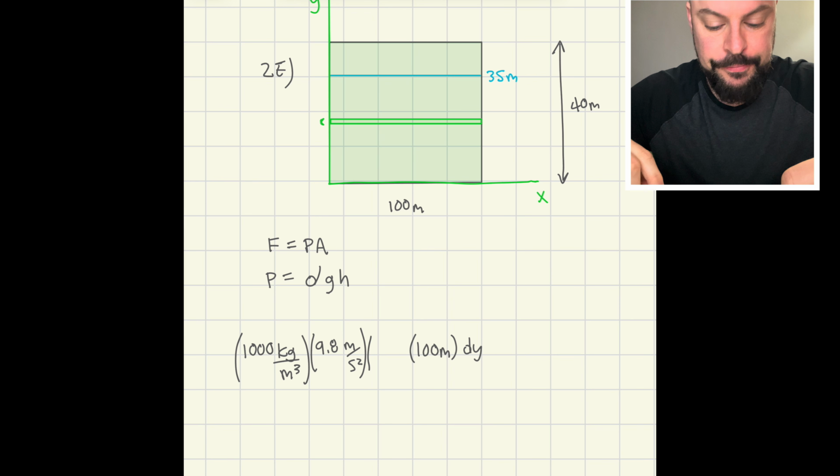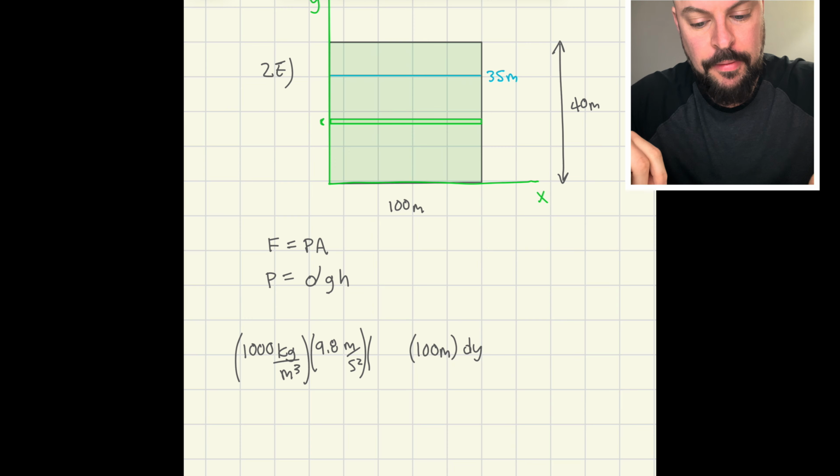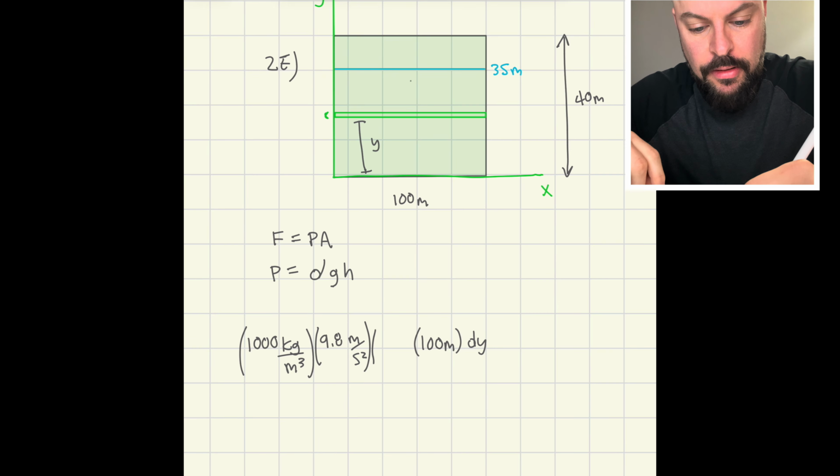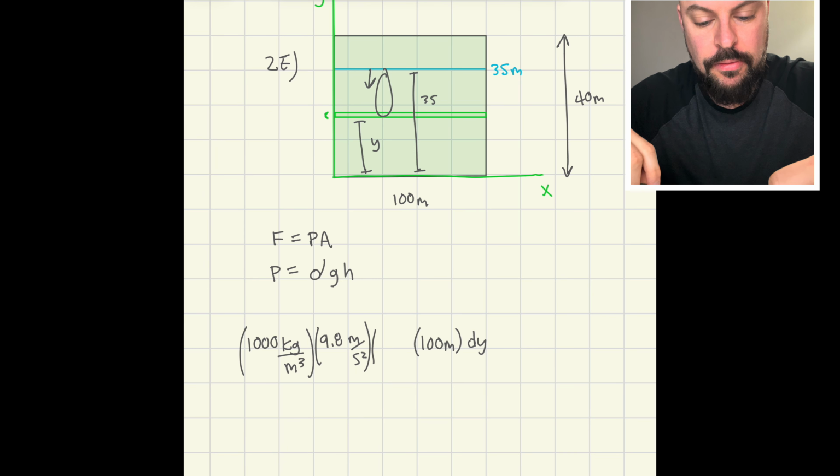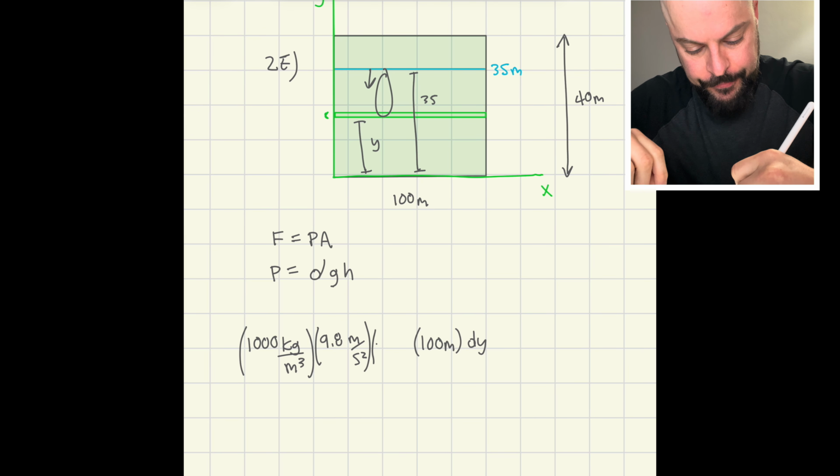The depth you can do a couple different ways, but the way I like to think about it is this distance right here, that's y, and the entire distance is 35. So if we want to find the depth, the distance below the surface right here, we can just take 35 minus y.